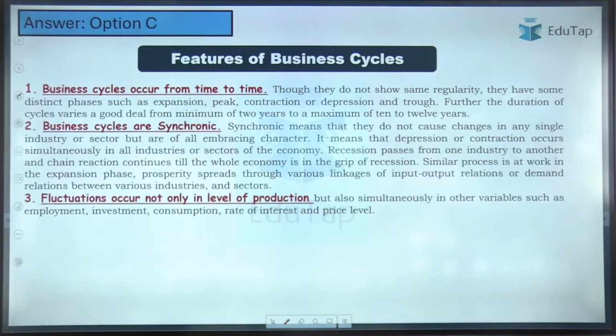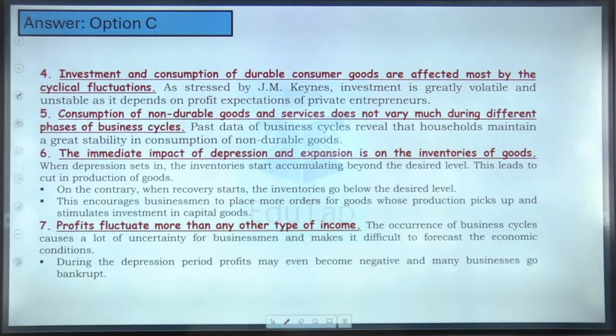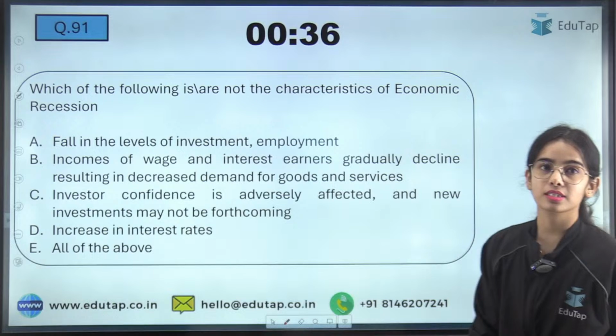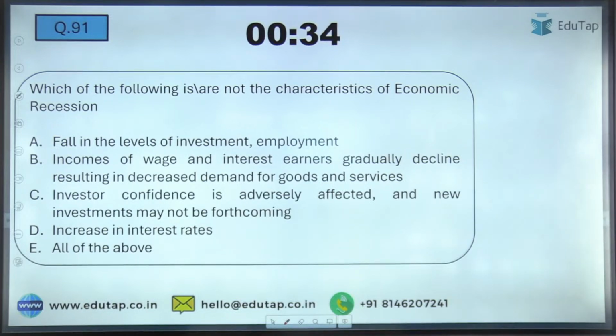So these are the features of the business cycle that you can read. I have provided this in the PDF. Next is, which of the following is or are not the characteristics of economic recession? So try to answer this question.